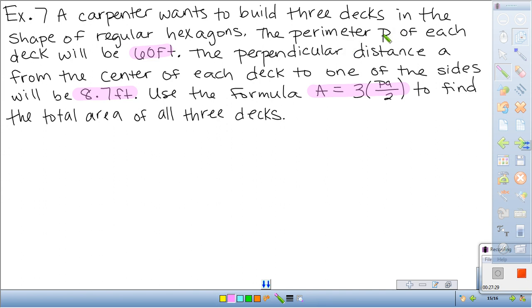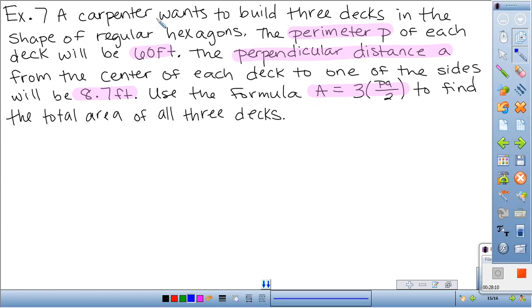So what does P stand for? Well, P is our perimeter, and our perimeter was the 60. So we know what P is. It says perimeter is 60 feet. So I know my perimeter. And then it said the perpendicular distance, A. So our perpendicular distance is A, and it's 8.7 feet. So I know what P and A is. They want me to find total area. Well, that's just my capital A. And if I know the P and the A, I can definitely find my capital A.